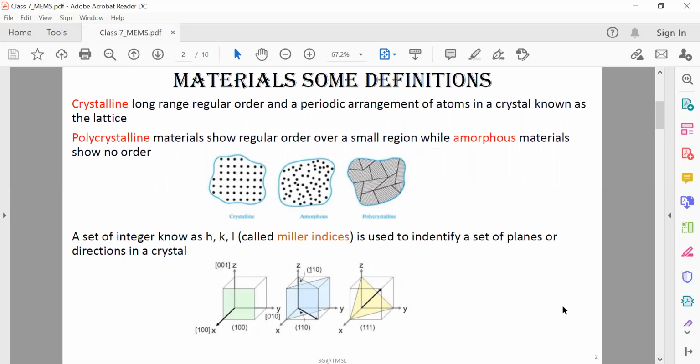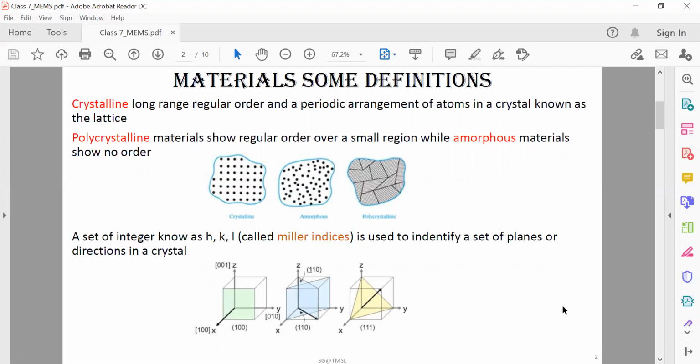I will discuss a little bit of this. I have already discussed the silicon material and covered some of the portions. The silicon substrate is single crystal silicon. In that respect, I will discuss some material properties and some definitions.